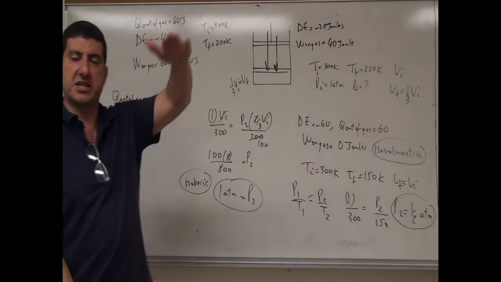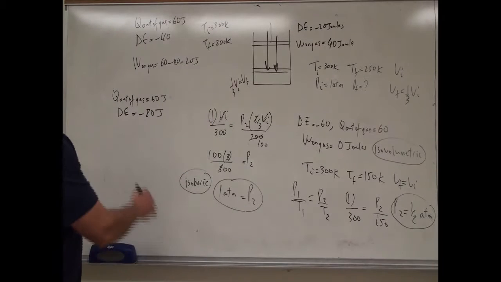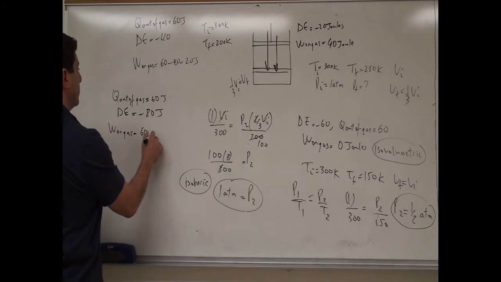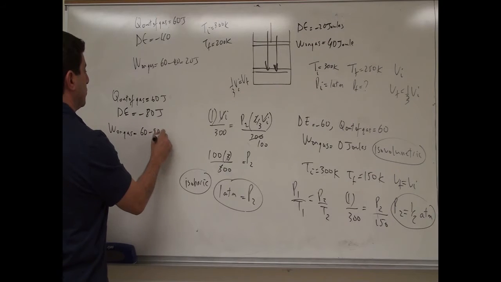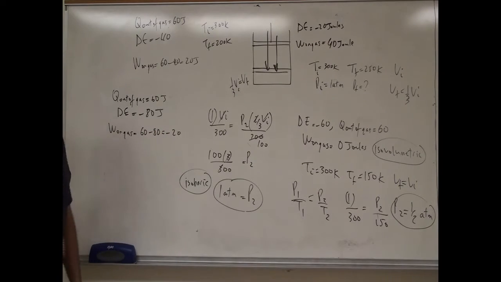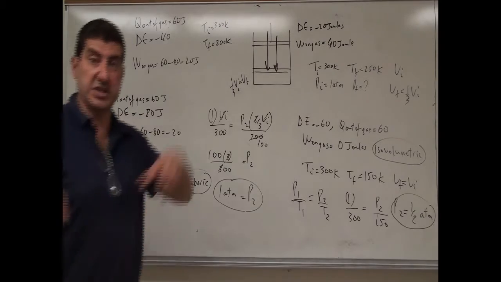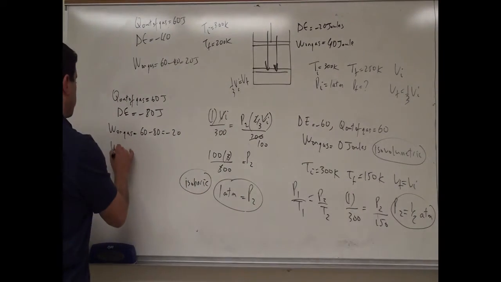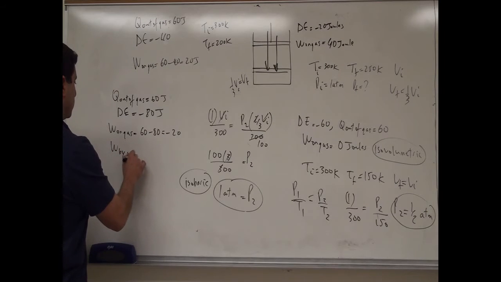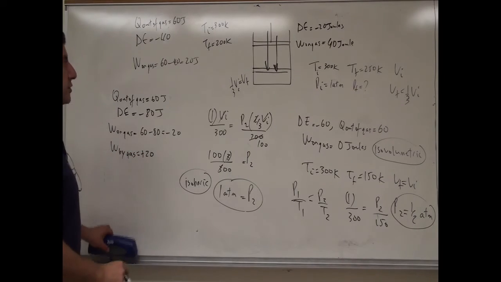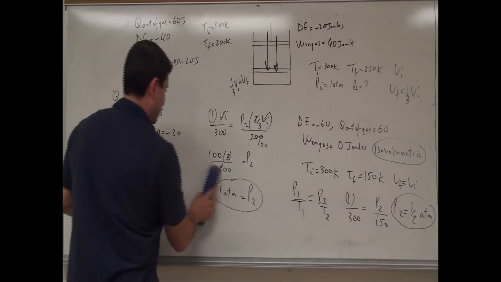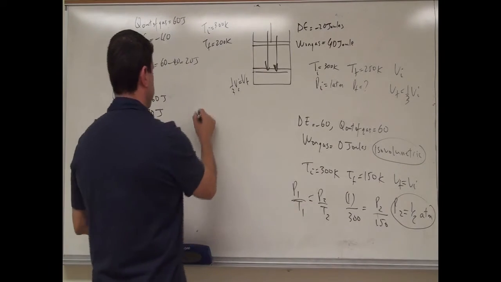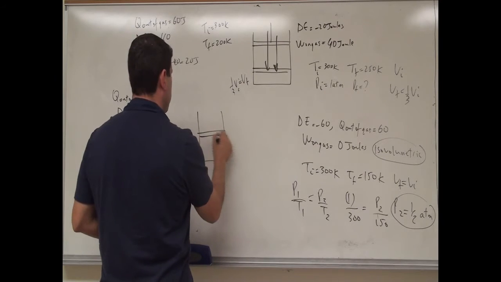Well, that means the gas is expanding, you see. So the work on gas would be what? 60 minus 80 will be negative 20. So if the work on gas is negative 20, that means the gas is doing work. So the work by gas is positive 20, right? So then what's going to happen to the pressure? So it's going up.